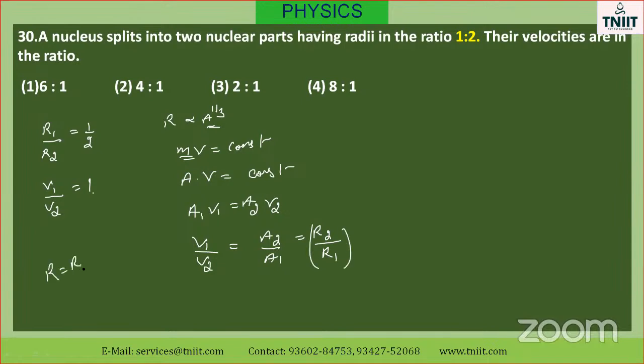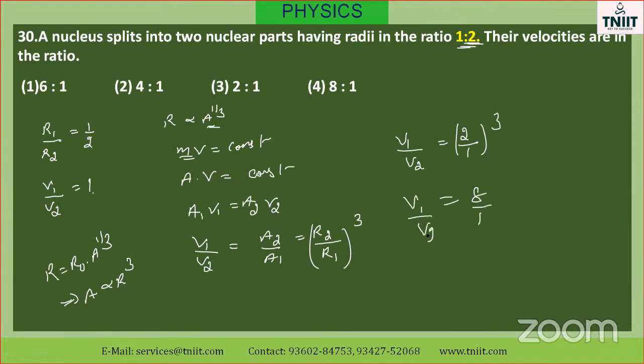R equals R0 into A power 1 by 3. This implies A is directly proportional to R cube. So A2 by A1 can be replaced as R2 by R1 whole cube. So definitely V1 by V2 equals R2 by R1 whole cube. What is R2 by R1? R1 by R2 is 1:2, so R2 by R1 is 2 by 1 whole cube. What is 2 by 1 whole cube? 8:1. So option 4 will be the right answer.